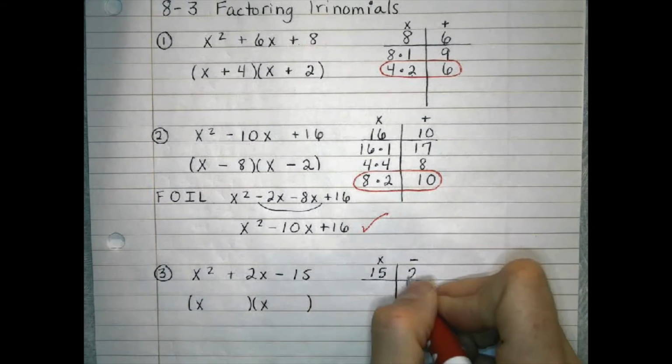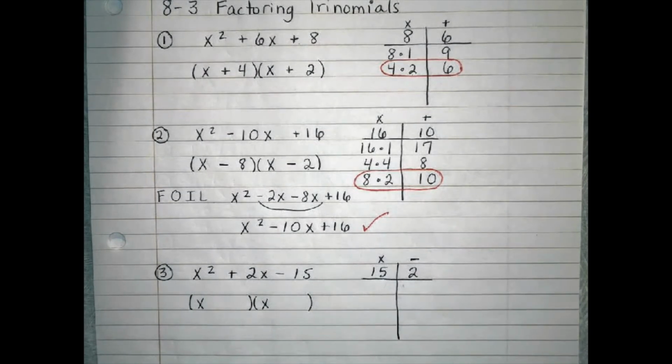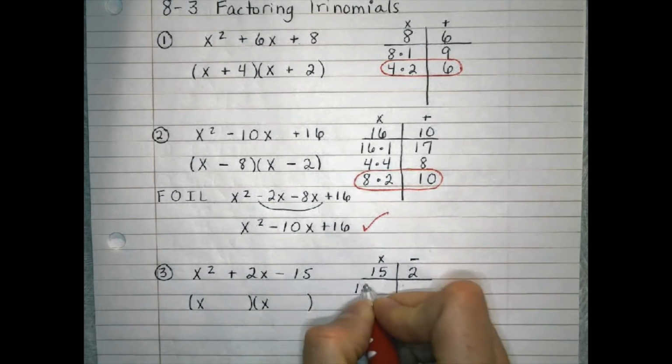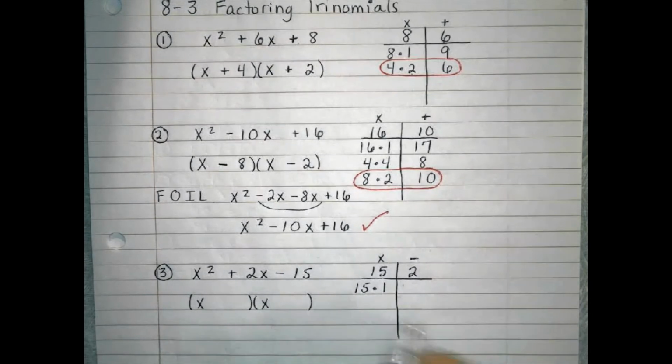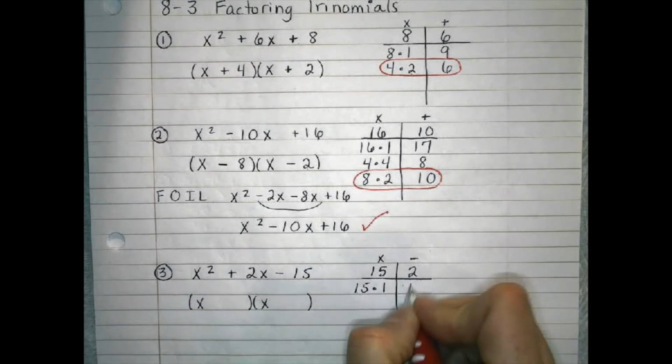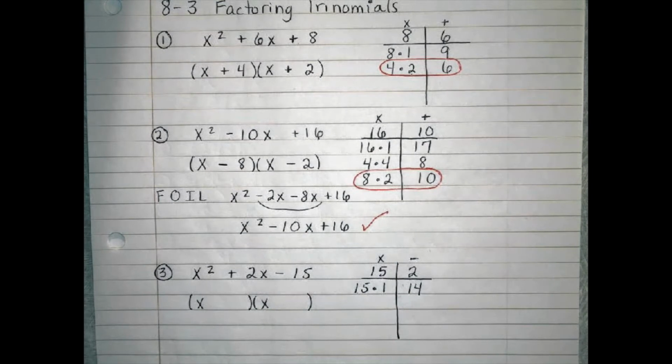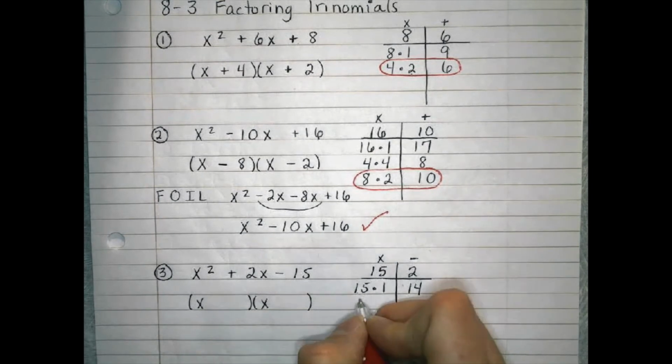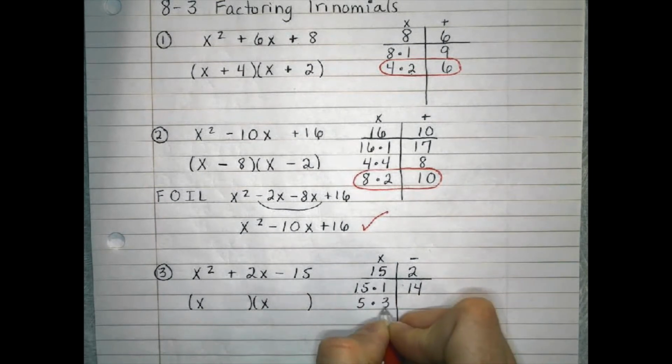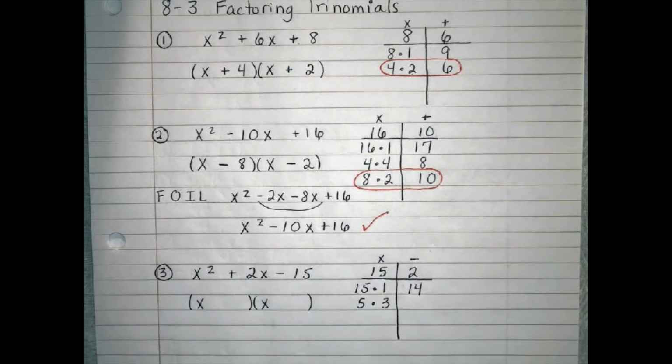So my first factors of 15 would be 15 times 1. But if I do 15 minus 1, I get 14, and that just won't work. I could also choose 5 and 3. 5 times 3 is 15. 5 minus 3 is 2. So here's the set of factors that I'm looking for.